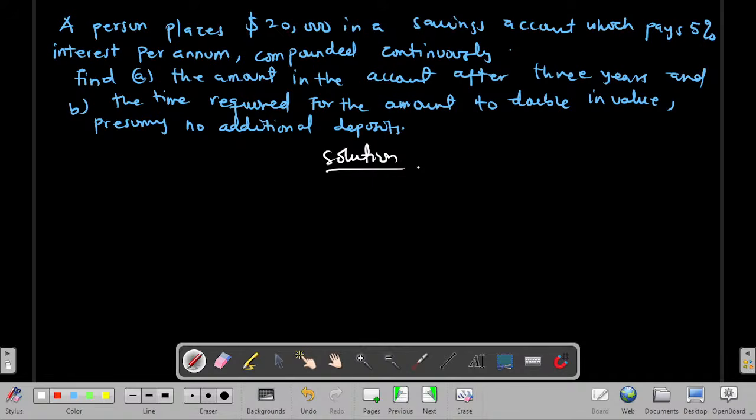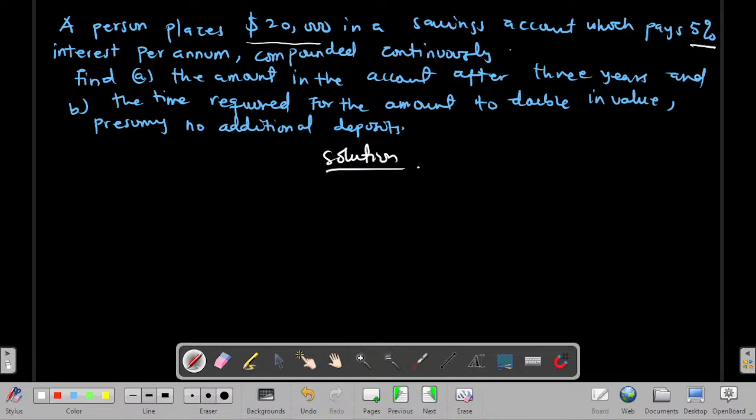So a person has gone to place $20,000 in an account, and the account is a savings account, meaning the person will be earning an interest of 5% per annum, which is compounded continuously, right? And the first part is asking what is the amount in the account after 3 years, then B is the time required for the amount to double in value, provided there are no additional deposits. So how do we solve this problem? You have to first model it as a differential equation.